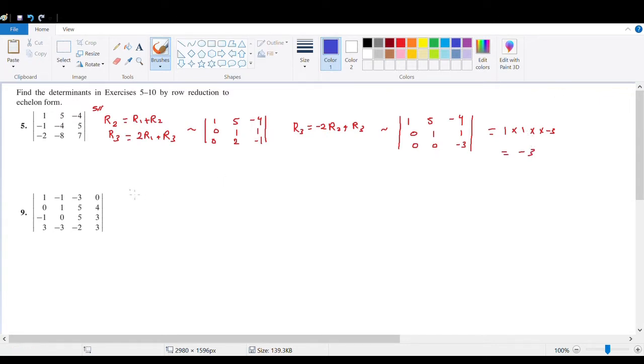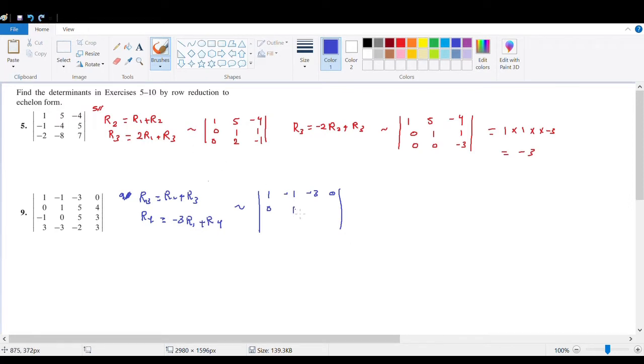Now we'll do the same thing to find the determinant of the matrix in 9. We need to make this one 0, so row 3 is equal to row 1 plus row 3. Then row 4 will be equal to minus 3 row 1 plus row 4. The determinant will not change because this row operation does not change the determinant. So 1 minus 1 minus 3, 0, then 0, 1.